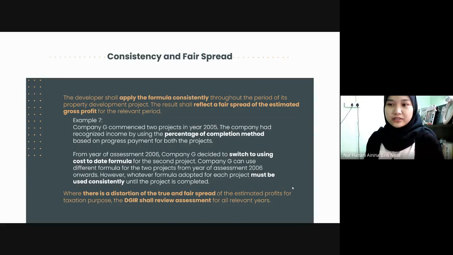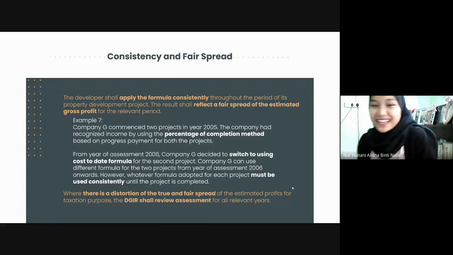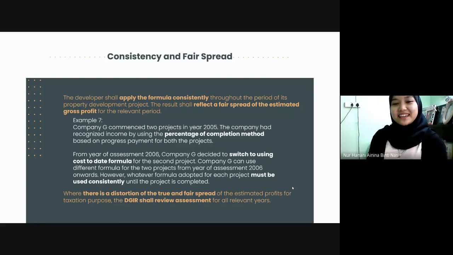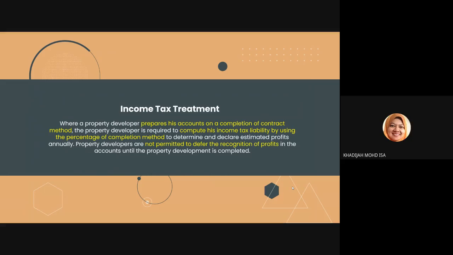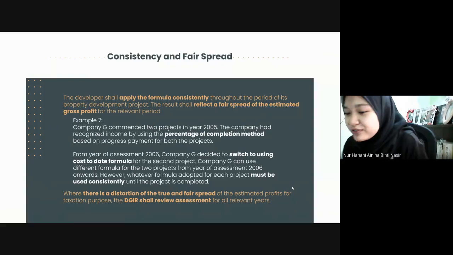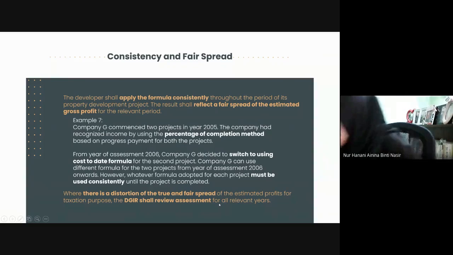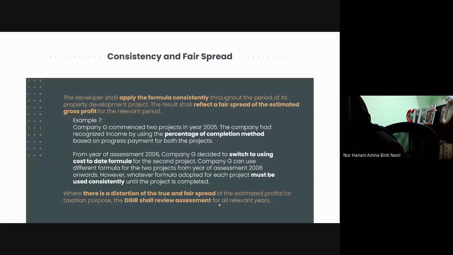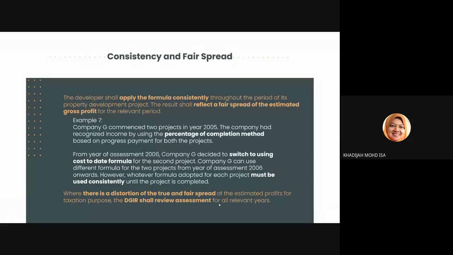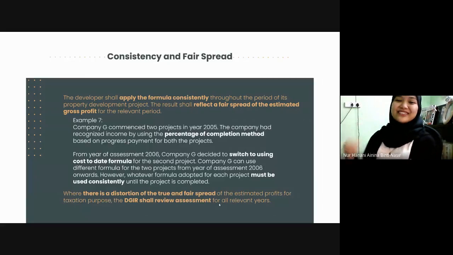So when they're using the formula and there is a resulted distortion of the true and fair spread for taxation purpose, DGIR should review assessment for all relevant years to ensure that there is a true and fair spread of the estimated profits. What do you mean by there's a distortion there? Maksudnya macam ada apa tu? Apa maksud distortion? This is based on your understanding. Distortion macam ada kesalahan macam tu lah.